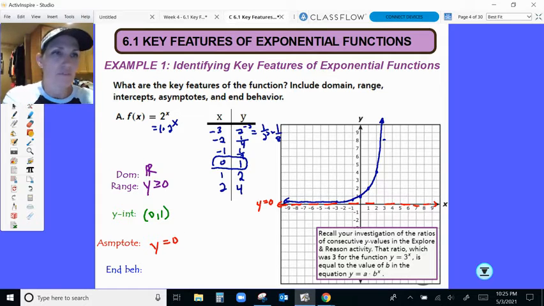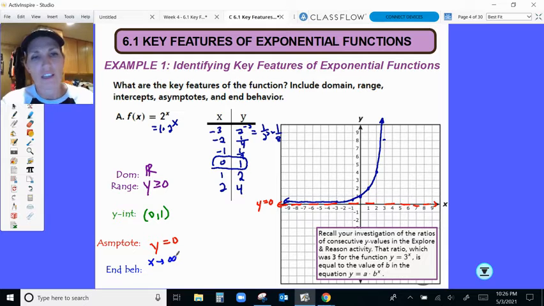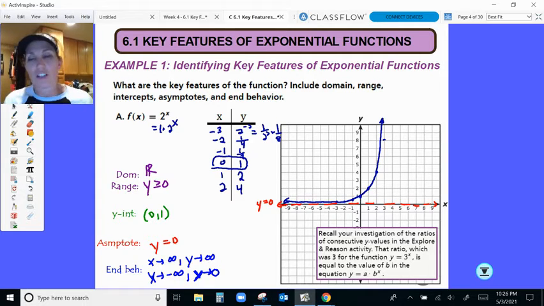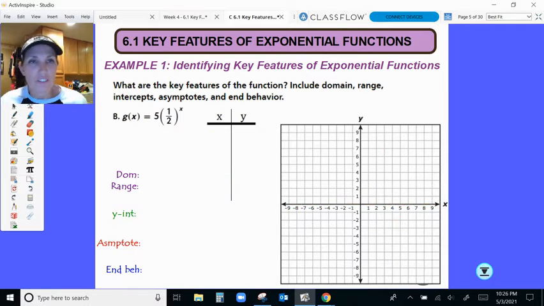My end behavior, we talk about our end behavior as x approaches infinity. As x goes this way, my y is going to infinity. As x approaches negative infinity, this way, y approaches not negative infinity, it's approaching this line, 0. Y approaches 0. So you have to be careful on that one. Okay, so that is exponential graphs.